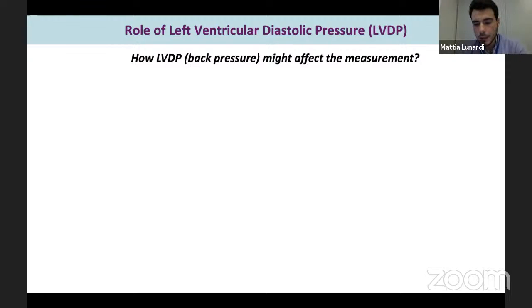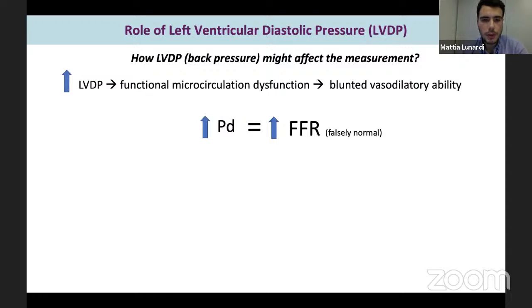Well, we can expect that a higher left ventricular diastolic pressure can lead to a functional microvascular dysfunction that can lead to a blunted vasodilatory ability. So in this case, the PD, the distal pressure, can be higher than normal, and so also the FFR, that is the ratio PD over PA, can be expected higher, so falsely normal.